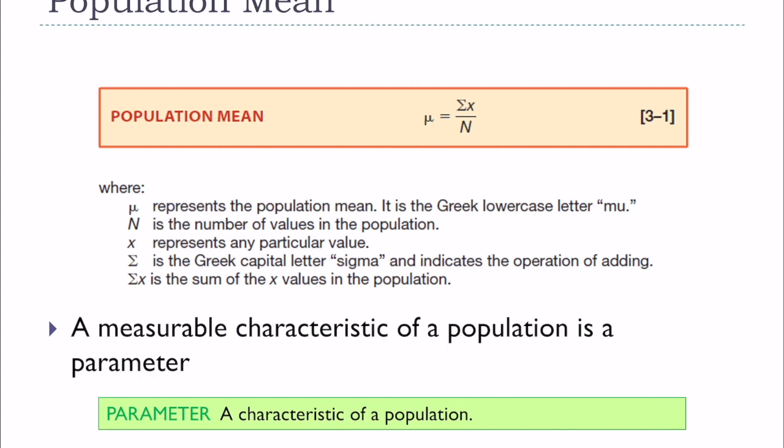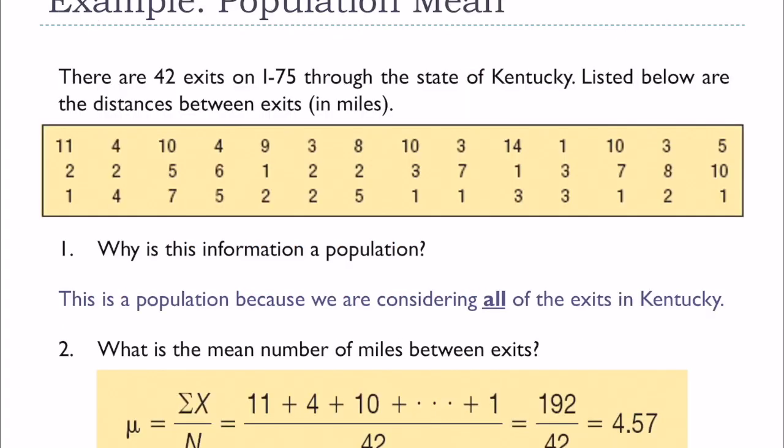Here's your first formula in Chapter 3, for finding the population mean. We pronounce that mu, the Greek lowercase letter mu. N is the number of values in our population. X is any particular value, and the Greek capital letter sigma indicates the mathematical operation of addition. So sigma X is the sum of all values in the population. It's simple: you add all your values up and divide by the total number of values in the population. That's how you get an average. That's the most I'm going to say about it in this video. Watch the other one if you want more examples. All right, so I'm going to skip this.